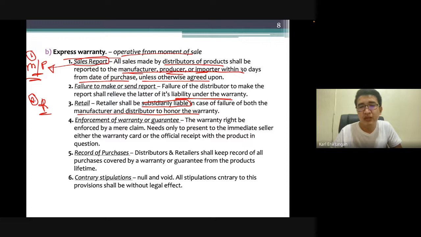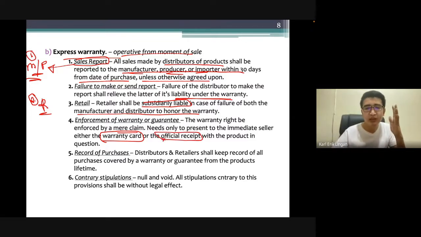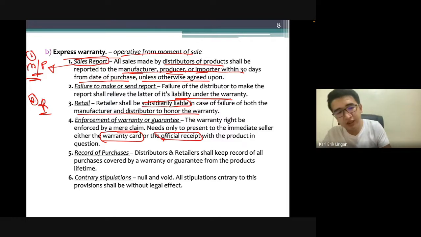Enforcement of warranty or guarantee: the warranty right may be enforced by a mere claim, and one needs only to present to the immediate seller. Oh, ito yung sabi ko kanina. Either the warranty card or the official receipt, di ba? Yung mga may warranty, paglabas nyo pagtapos nyo nabili, sinasabi, Ma'am, sir, itago nyo yung official receipt or itago nyo itong warranty card kasi pwede kayong mag-claim ng warranty if merong hidden defects or kagad masira within 7 days, within 5 days yung binili nyo na product.